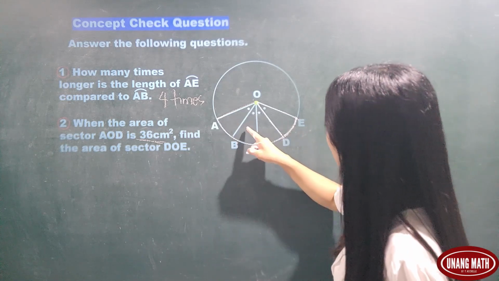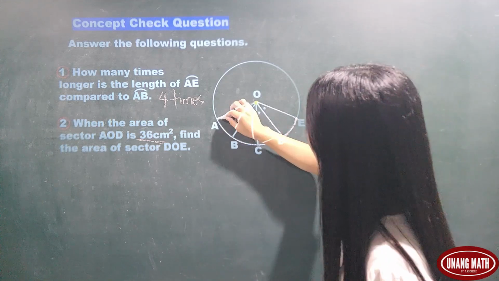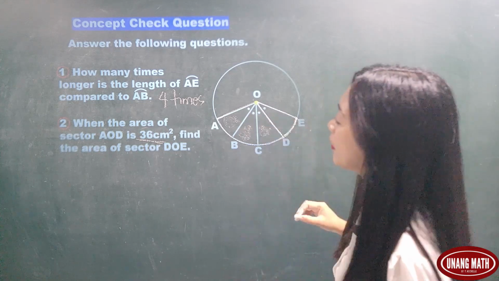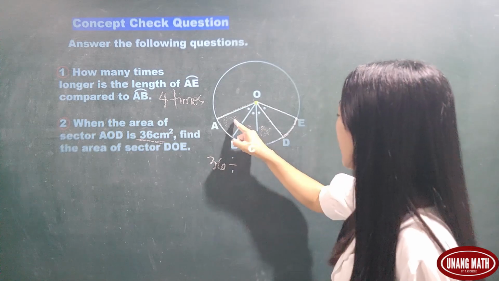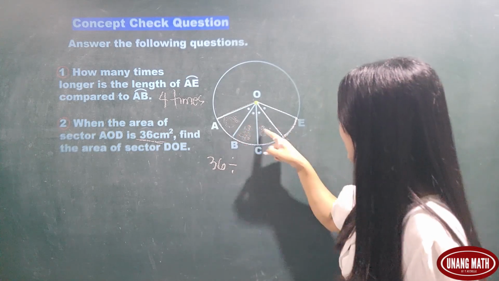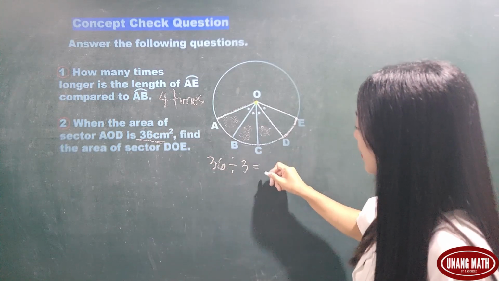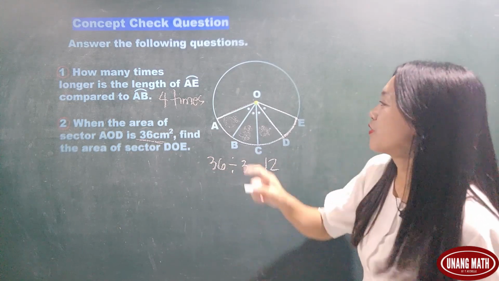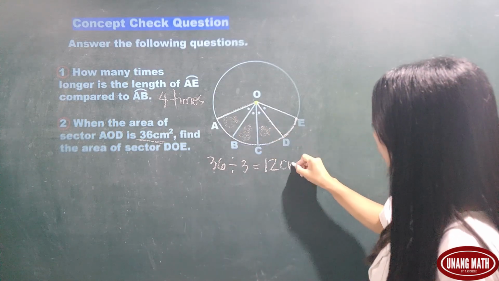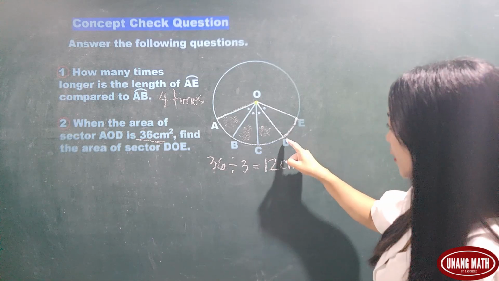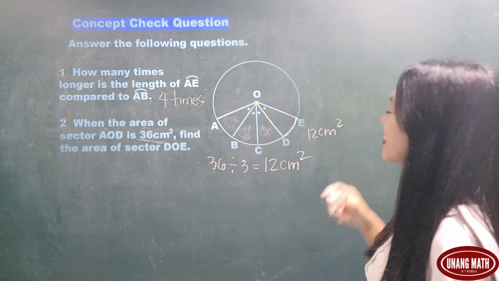Okay, since these 4 sectors are equal, then the areas are also equal. So it means 36 divided by 3, since 3 sectors are inside this sector AOD. So 36 divided by 3 is equal to 12. So each sector's area measures 12 square centimeters. So sector DOE is also 12 square centimeters.